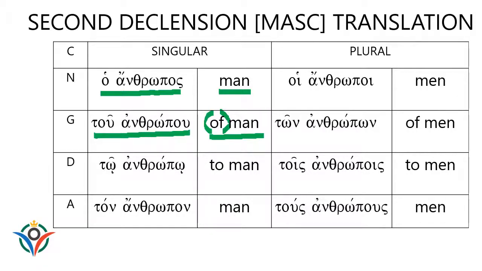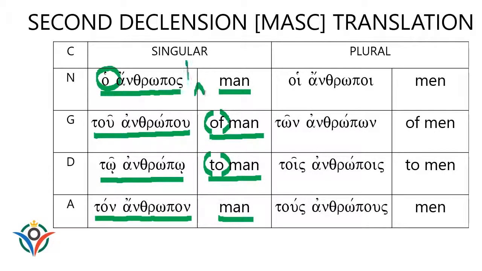possessive idea. The dative singular is to anthropo, and that's translated as to man. So we add in the to to help us understand that it's functioning as the indirect object. And then the accusative singular is ton anthropon, and that's translated as man. All right, now, even though I haven't added the article in here, when you translate, you would generally take the article and translate it as the man. And if there was no article there, then you would translate it as a man. All right, so just be aware of that.